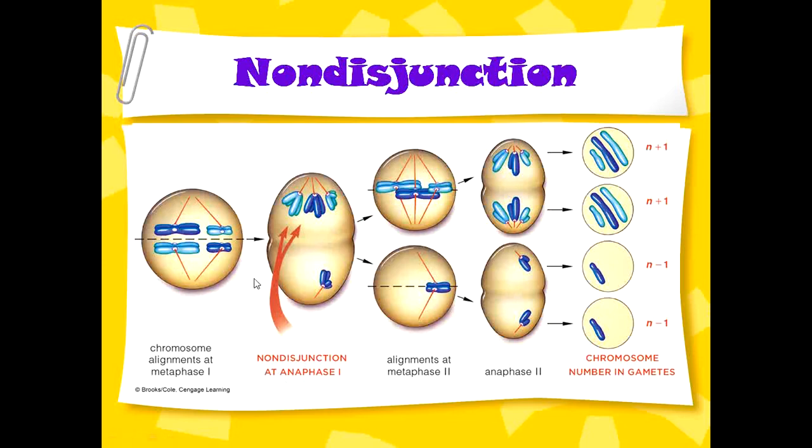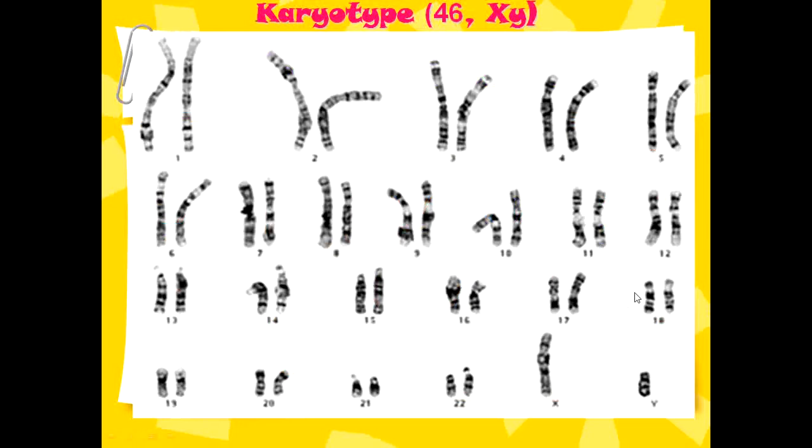Here you can see the process of non-disjunction. Here tetrads cannot separate during meiosis 1 and after meiosis 2, either the cell is having one extra chromosome or one less chromosome. Karyotype is photographic representation of chromosome where chromosomes are arranged in order of decreasing length. You can see here there are 22 pairs of autosomes and 2 sex chromosomes, one X and Y in males and double X in females.